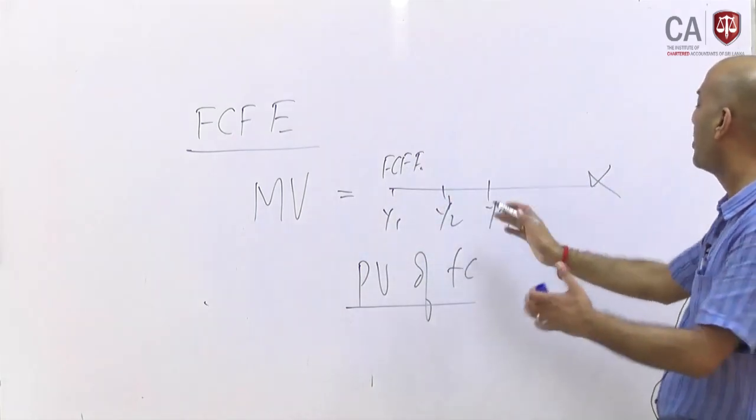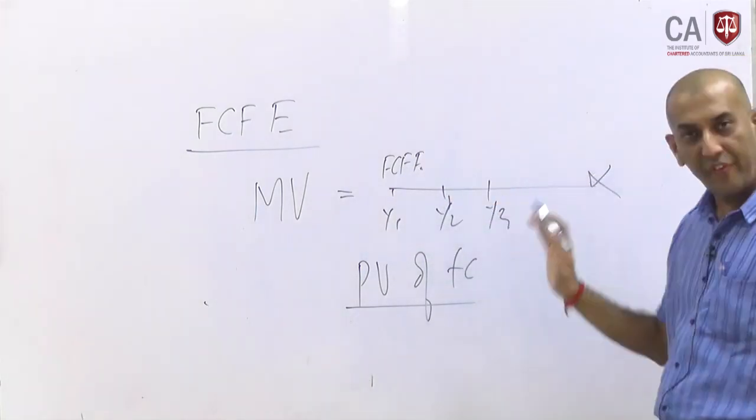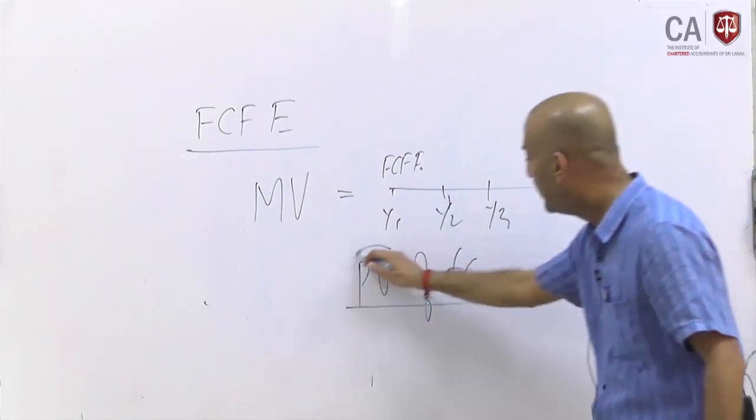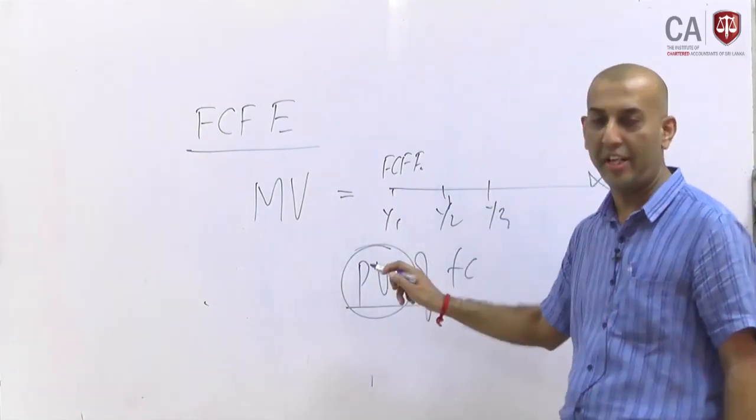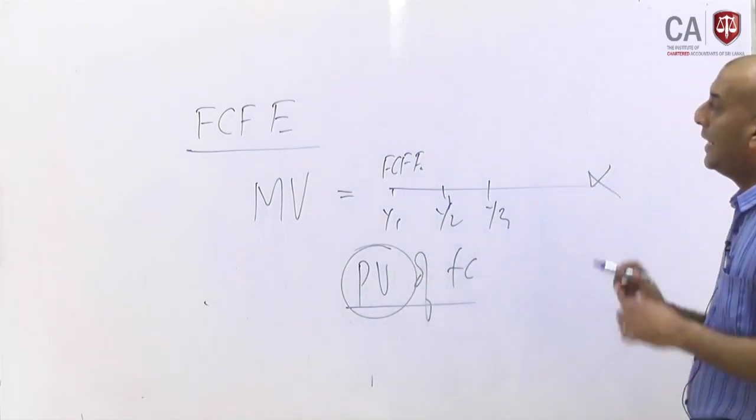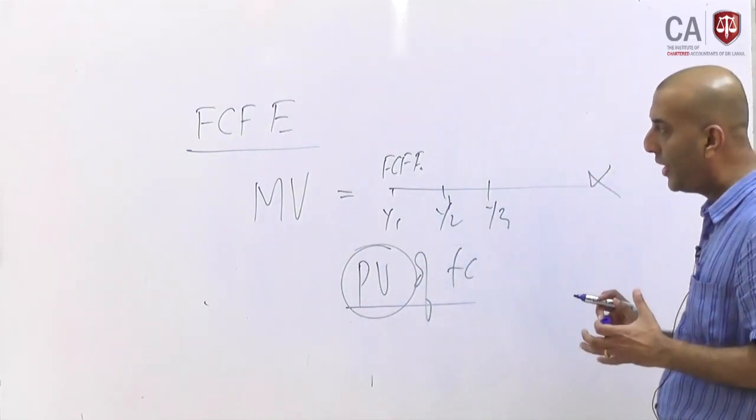So you will have year 1, 2, 3 till infinite period. Whatever free cash flow you have, you discount, then you calculate your present value. You discount and calculate your present value. So please note, this is the method of valuation.